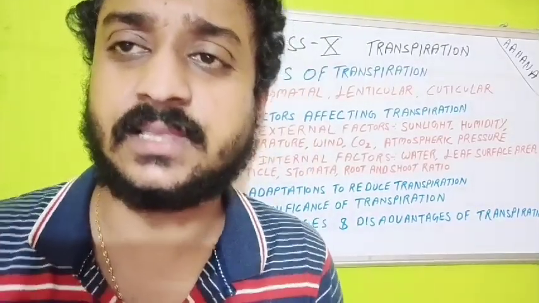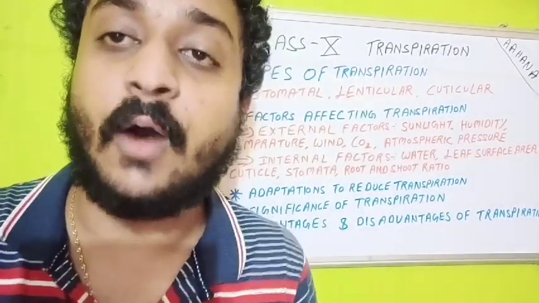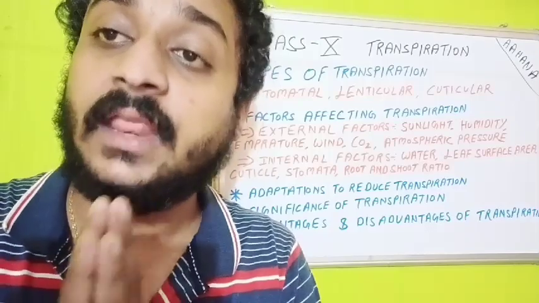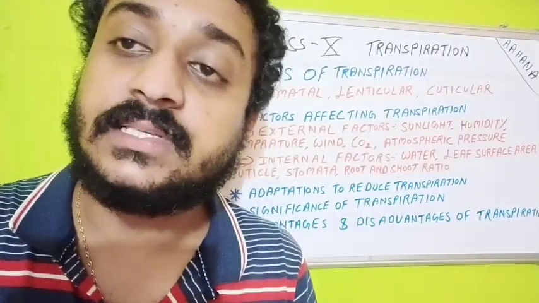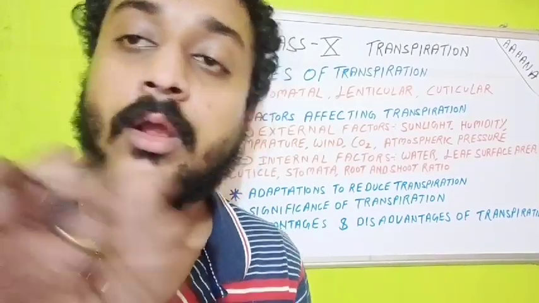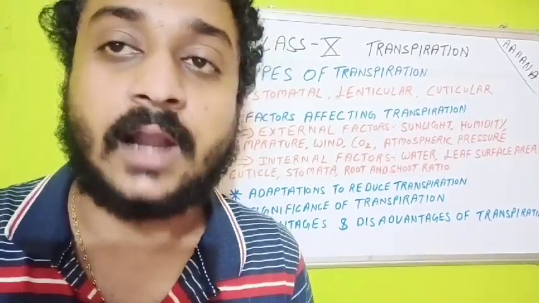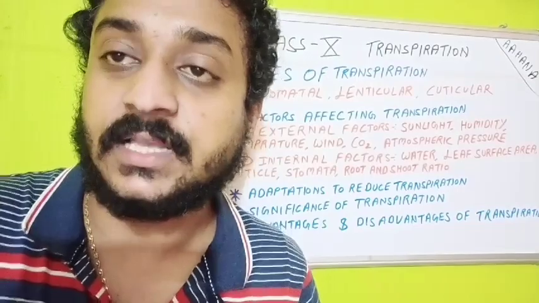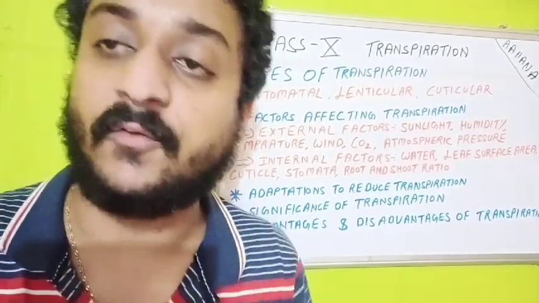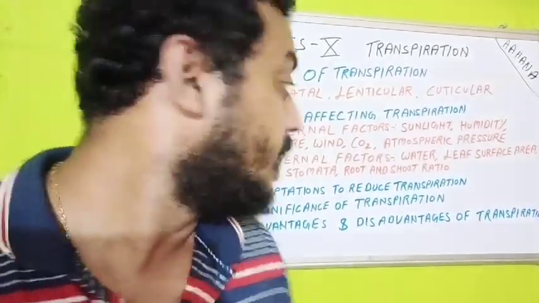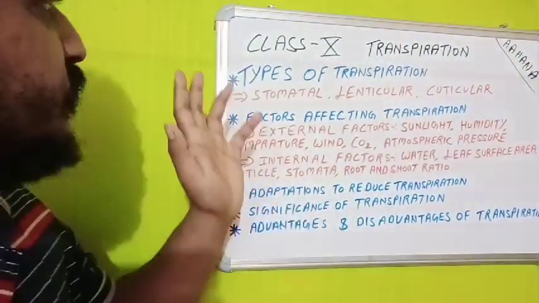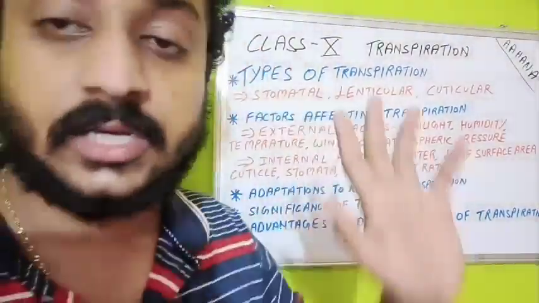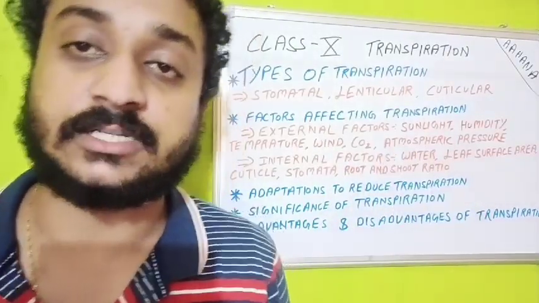As I have said, it is the loss of water in the form of water vapor from the aerial parts of the plant. Not only plants, trees also go through transpiration. Plants are the young form of the trees, and trees are the old form of the plants. Now, starting with the topic types of transpiration. First of all, stomatal transpiration, then we shall go through lenticular transpiration.